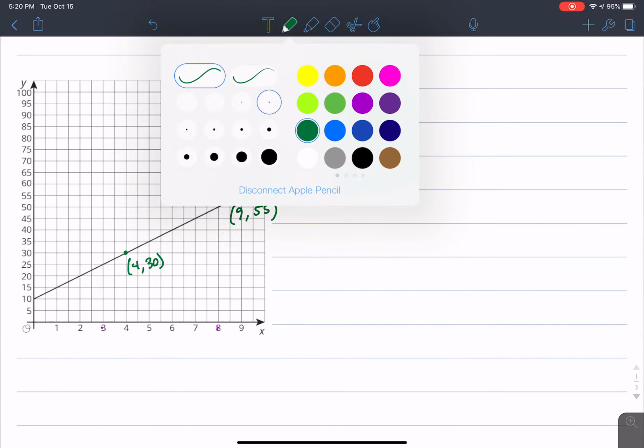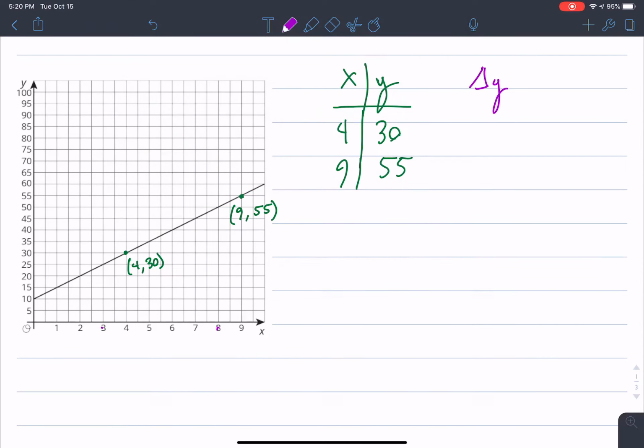And I'm going to find my change in y over my change in x. My change in y is what number I can add or subtract to 30 to get 55. In this case, we're going to use the wonderful number 25, not 15. In this case, we're going to add 4 plus 5 is 9. I set it up right here. 25 over 5 is going to equal 5. So in this case, our slope is 5.